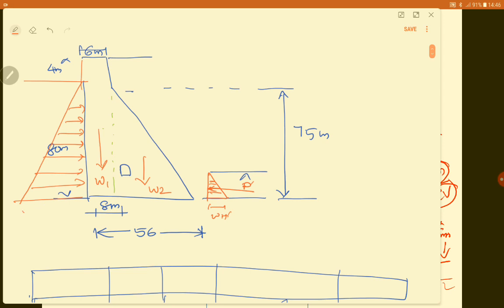Okay, this value will be equal to W into capital H. Fine. Now, one more thing is this uplift. So, in case of uplift, how will be the values? This value will be equal to W into H. This will be equal to W into H dash. This value will be equal to W into H dash plus 1/3 of WH minus WH dash. Okay. So, you have to find all these values.